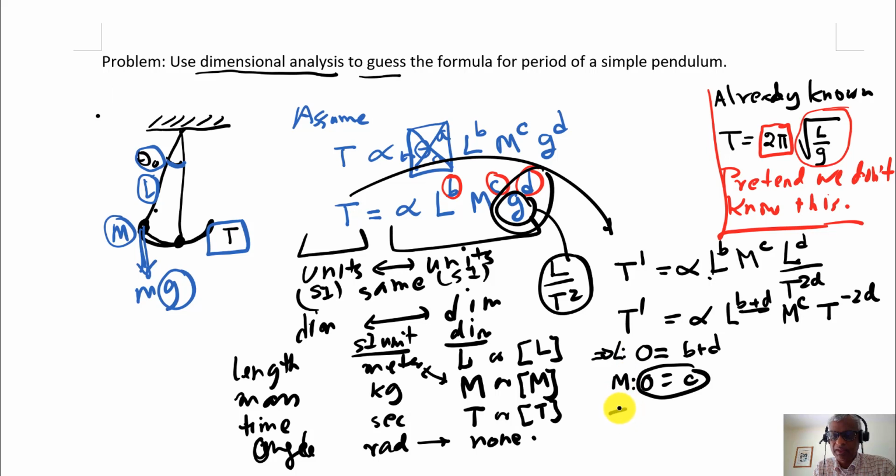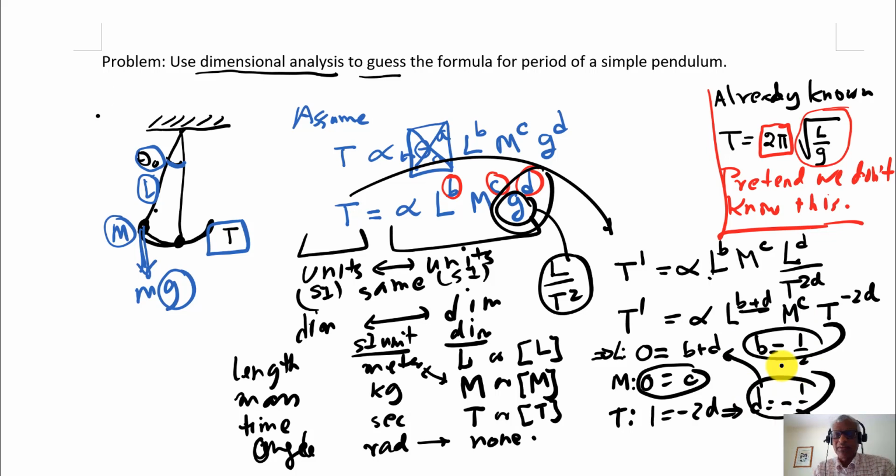And if you look at the T, 1 on this side and minus 2d on this side. So this one I can solve immediately. d equals minus half. I can plug in here, and this gives me b equals half. So I got the b and d.